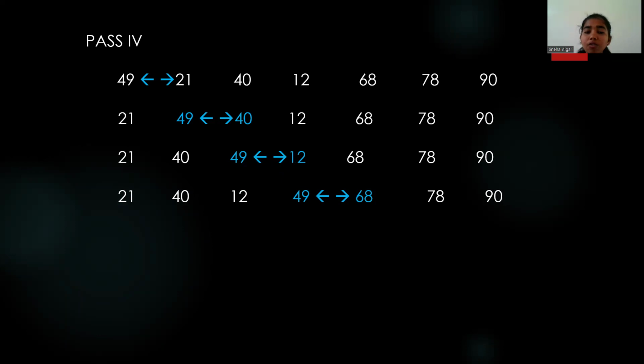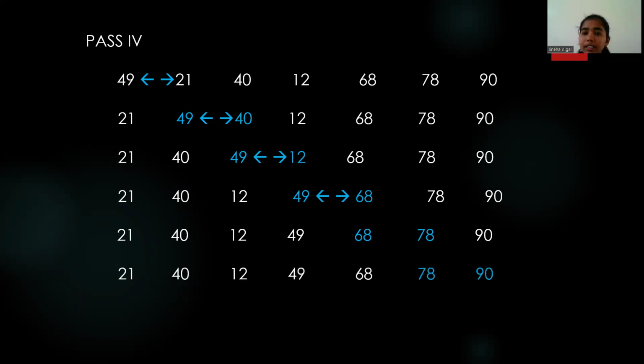Then we compare 49 and 68. Since 49 is lesser than 68, there is no need for the swapping process. The array remains unchanged. And then 68 and 78 are compared. Since it was previously sorted, there will be again no change in the array.